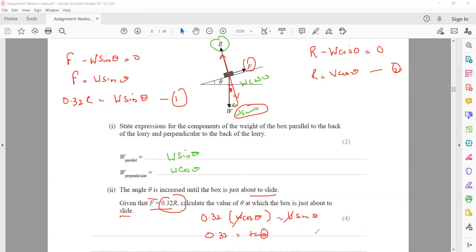When we need theta, theta is equal to tan inverse 0.32. So when we take tan inverse 0.32, the angle at which the box is about to slide down will be 18 degrees. Is it clear, this example?